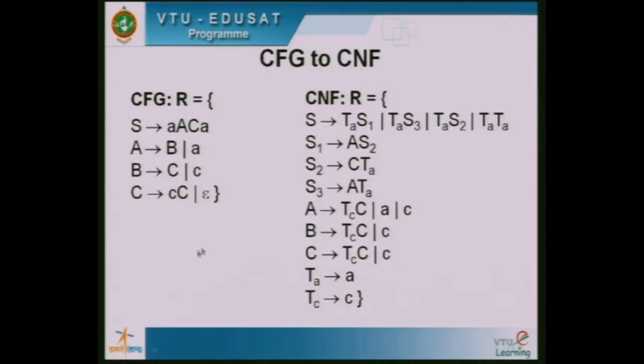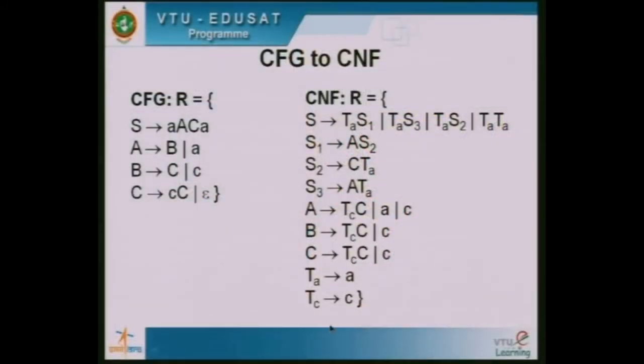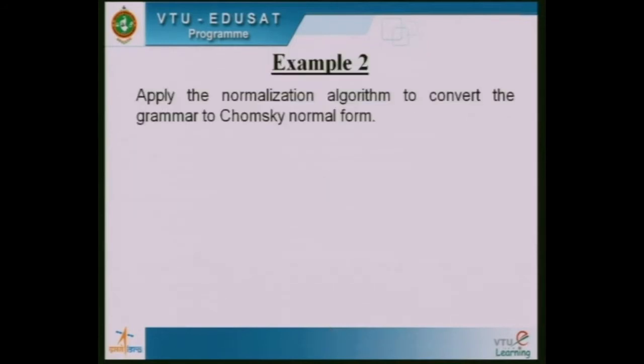So this was the input CFG given, and after applying all the 4 rules in the algorithm, we have obtained this grammar, which is free from epsilon productions, unit productions, mixed productions, long productions, and it is in Chomsky normal form, consisting of 2 non-terminals or a single terminal at the RHS. So this is one example we have seen of converting CFG into CNF.